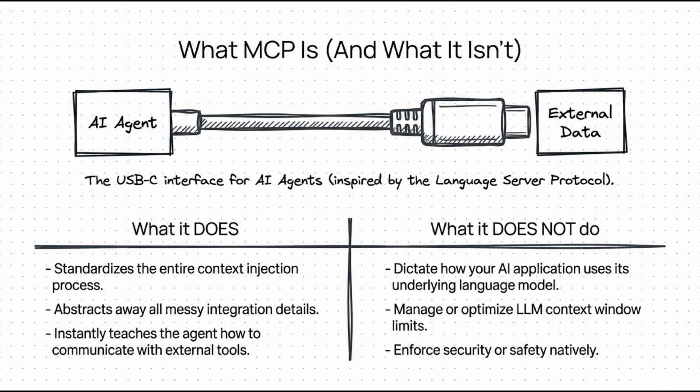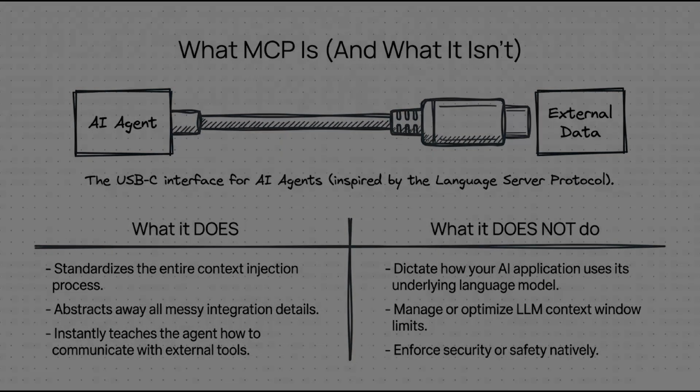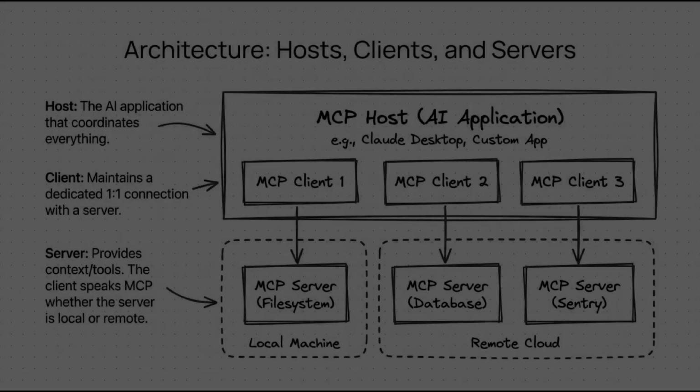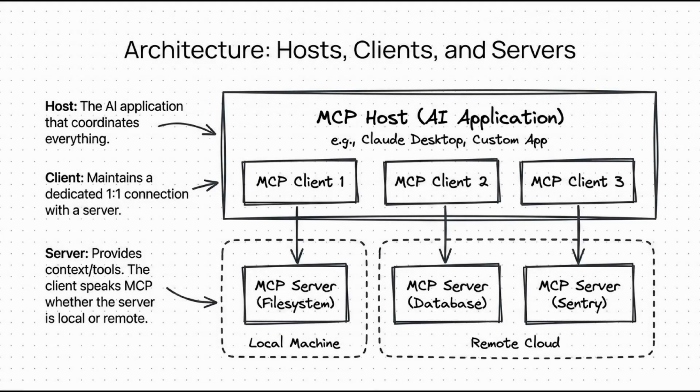In that exact same way, MCP abstracts away all the messy integration details. You just plug in your AI agent, and it instantly knows how to communicate with external tools, regardless of where they actually live. Moving right along to Section 2, hosts, clients, and servers. Let's map out the MCP architecture.